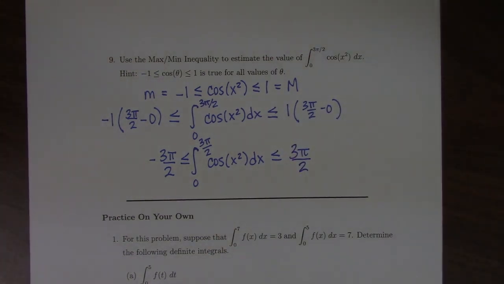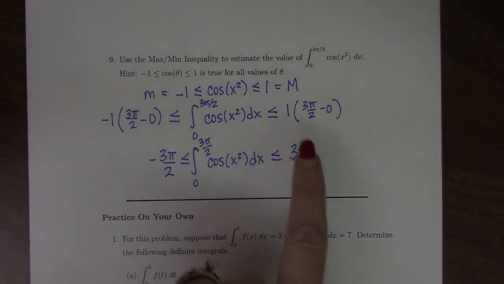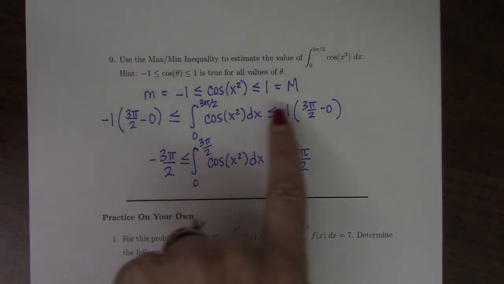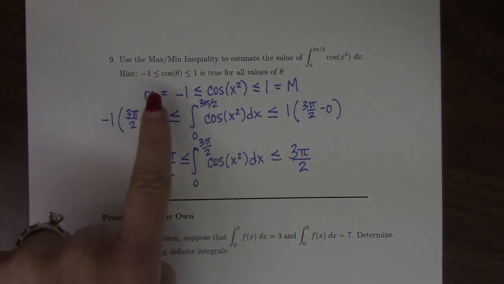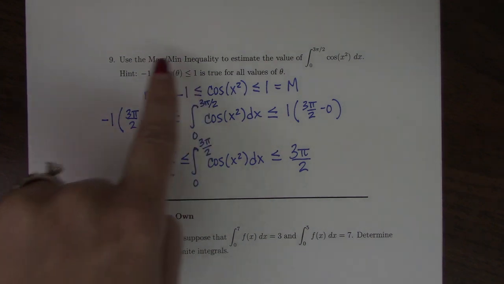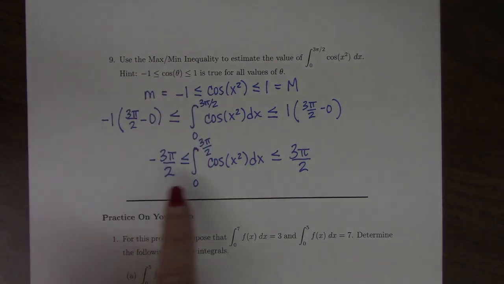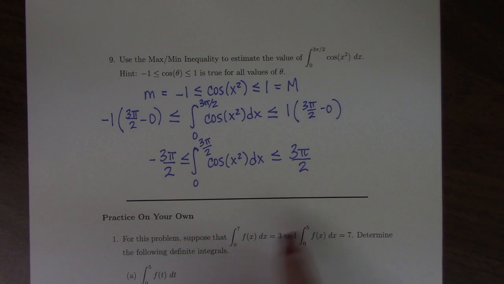So while I don't know what the exact area is for this function, I know that whatever it is, it's somewhere between -3 pi over 2 and +3 pi over 2. So we said we'll calculate the area if the heights are always 1. Then we calculated the area of the region if the heights were always -1. And we said, well, the true value is somewhere in between there.